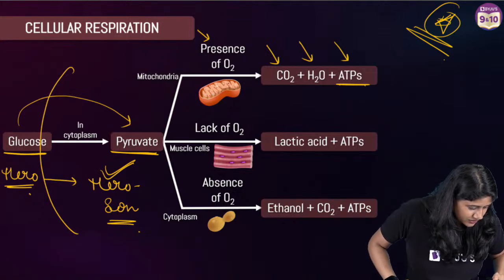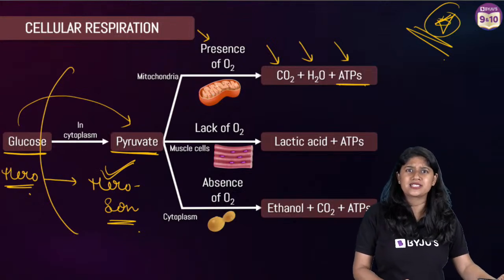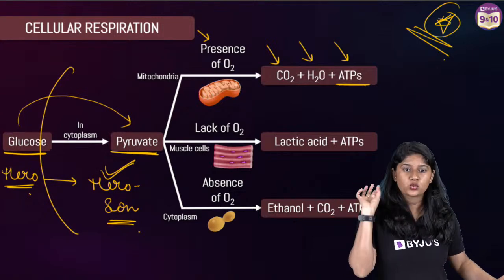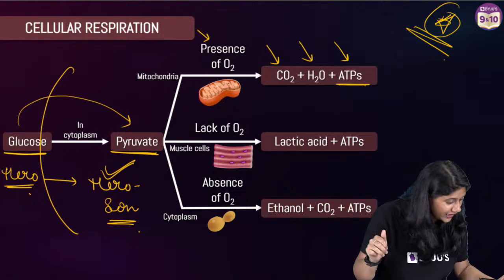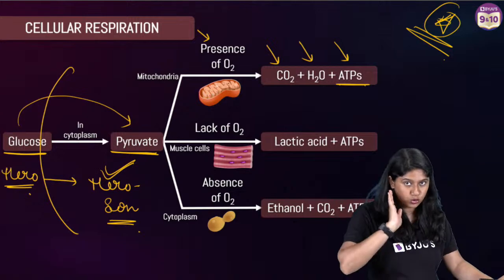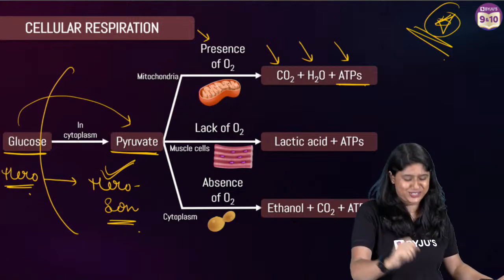Adenosine triphosphate. ATP ka full form is adenosine triphosphate. 3 phosphates are there. Very good. Everyone, I'm not looking at the chat throughout, so please make sure you stay focused.